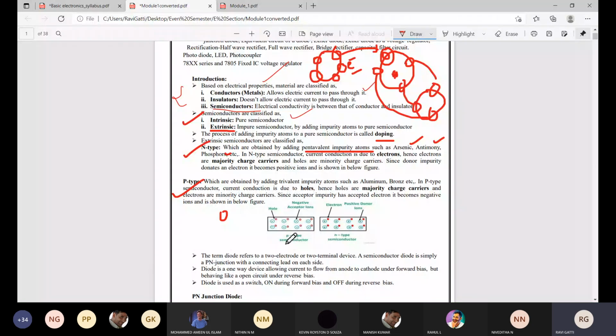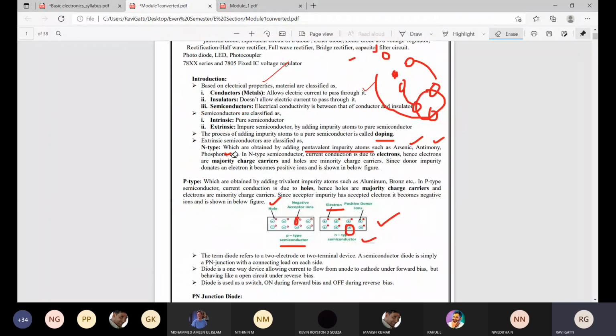You can see here the p-type semiconductor and the n-type semiconductor. Electrons are the majority charge carriers in the n-type element, whereas in the p-type semiconductor, holes are the majority charge carriers. We have negative acceptor ions in the p-type, whereas in the n-type semiconductor, there are positive donor ions. This is how we represent the two types of semiconductor materials. The first we call p-type material, and the second n-type material.